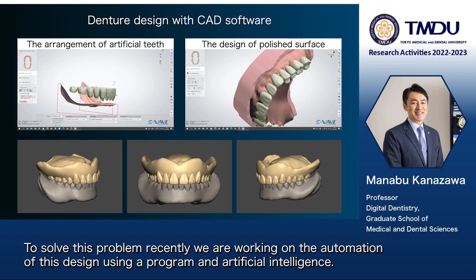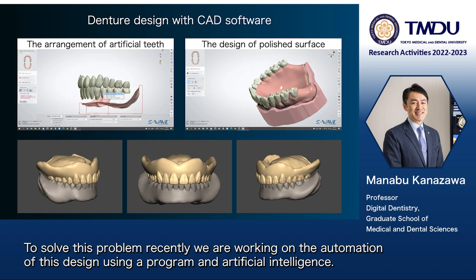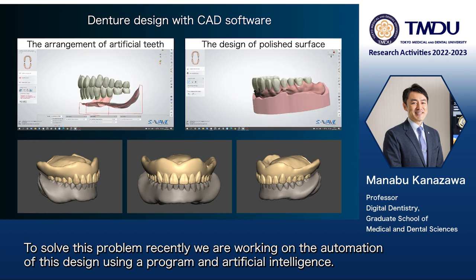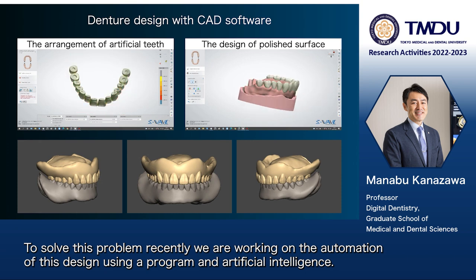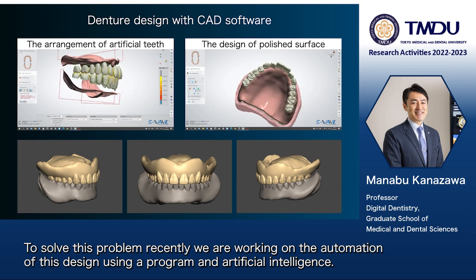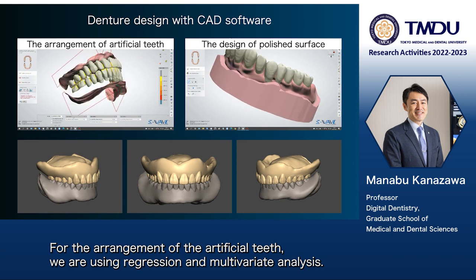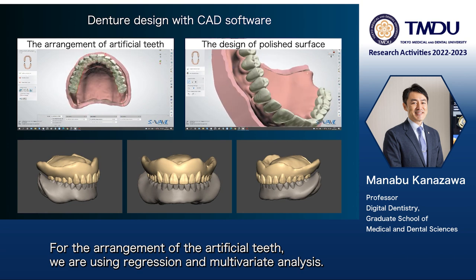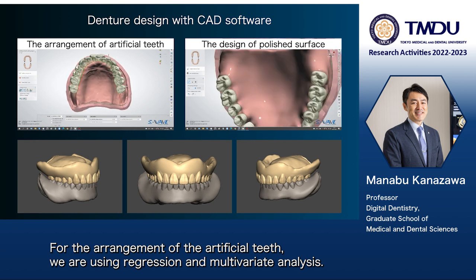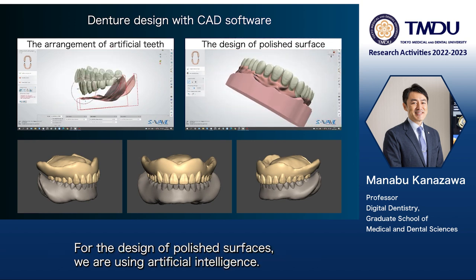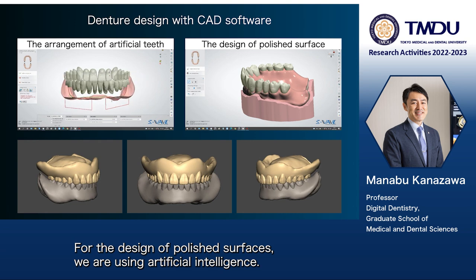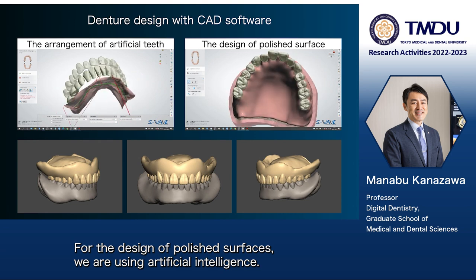To solve this problem, recently, we are working on the automation of this design using a program and artificial intelligence. For the arrangement of the artificial teeth, we are using regression and multivariate analysis. For the design of a polished surface, we are using artificial intelligence.